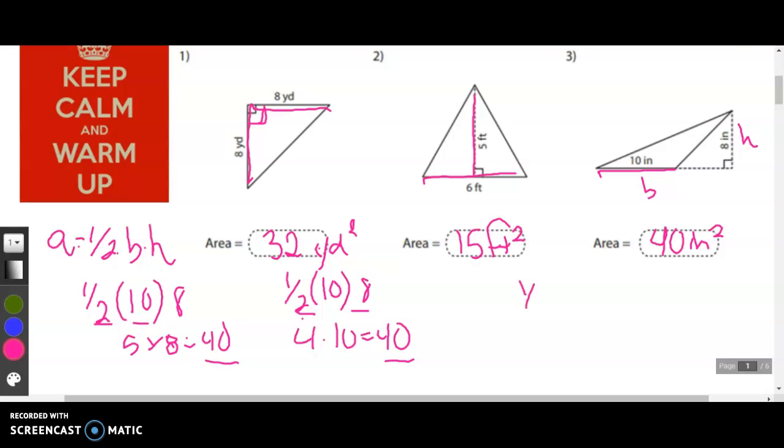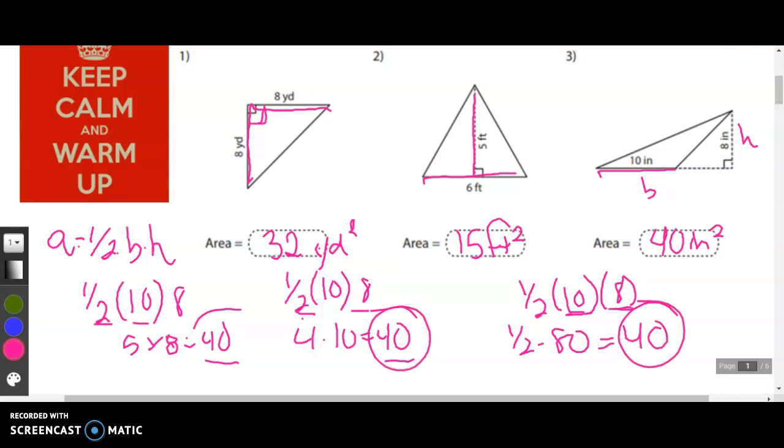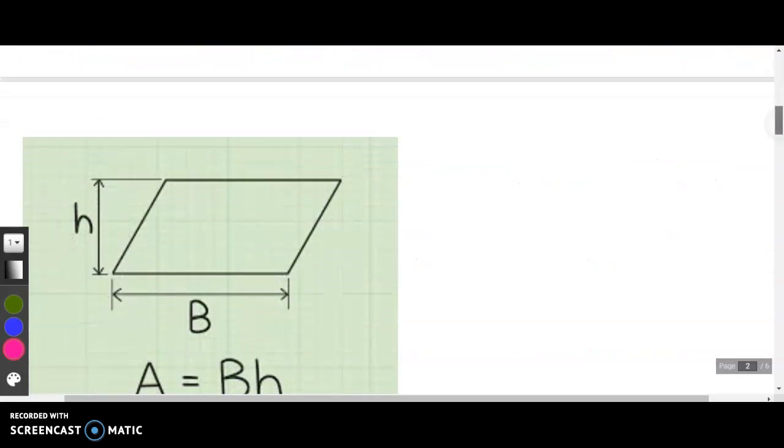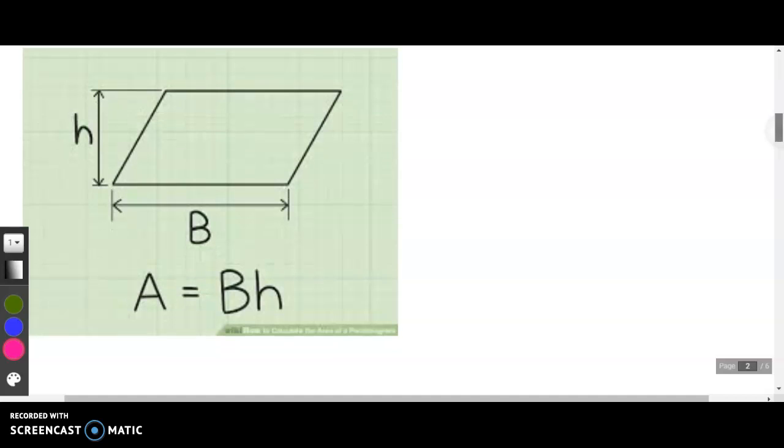Or if we had done half times base times height, and we had done 10 times 8 first and got 80 and did half of 80, that equals 40. We get 40 no matter what order we do it in. So what I would suggest to you is, if you have one side that's even, do half of that, because you know half of an even number is going to be a whole number or an integer, okay? A whole number in this case, because you're not going to have a side that's negative.